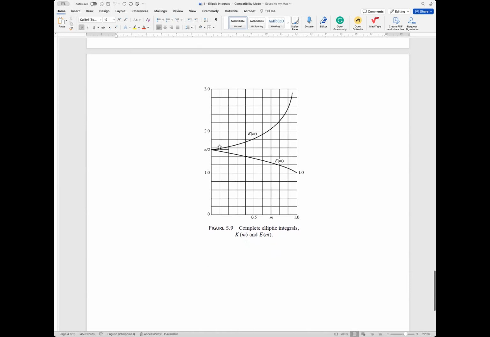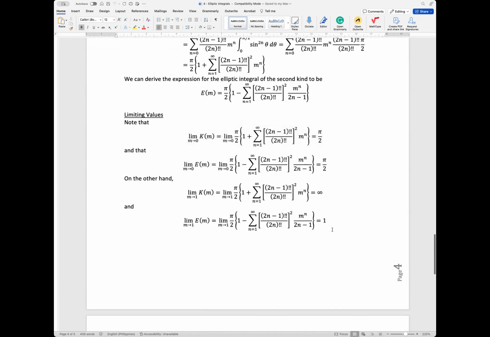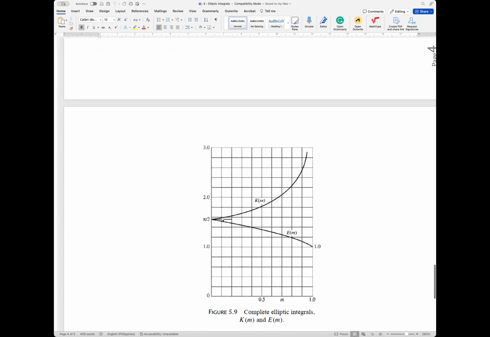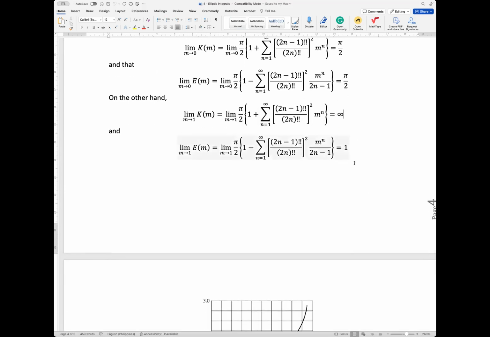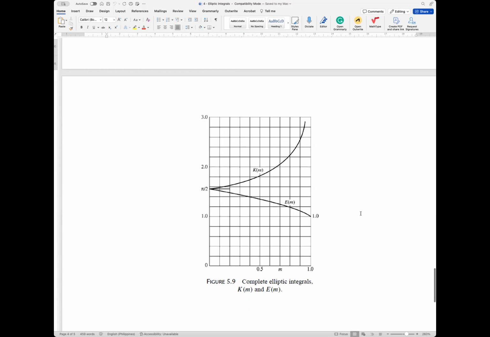So yung E sub m yung second, and yung K sub m is yung first integral. And you can get yung limits na yan by simply evaluating yung limit ng K sub m as m approaches 0. So ito yung lower limit. So both of them will approach pi over 2. And then to evaluate the upper limit, you let m approach 1. So for the first elliptic integral, it approaches infinity. But for the second elliptic integral, it approaches 1. So ganito yung itsura nung graph nila.